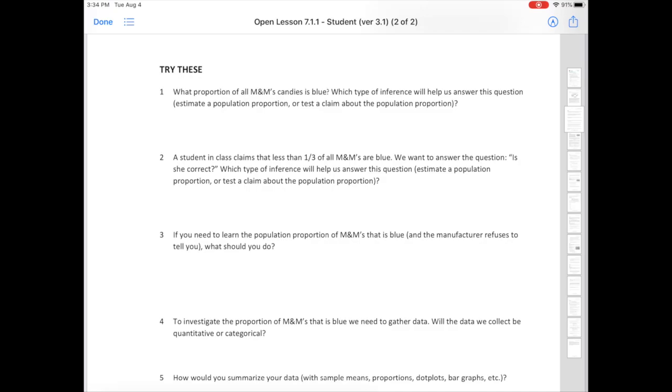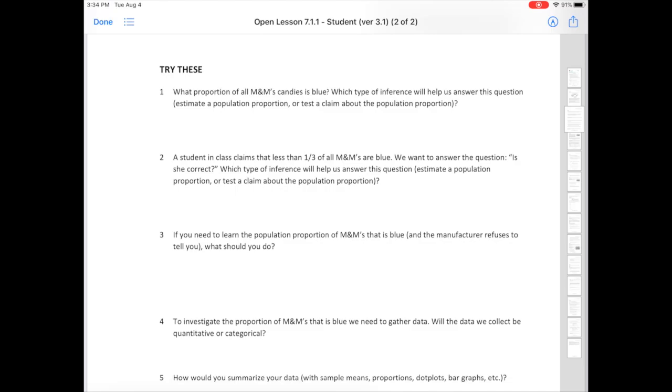So what we're going to do now is think about M&Ms. M&Ms have several colors, and I think there's 5 or 6 colors of M&Ms. So one question that we can ask is what proportion of all M&Ms are blue? And which type of inference will help us answer this question? So what do we think? What kind of inference is going to help us answer this question?